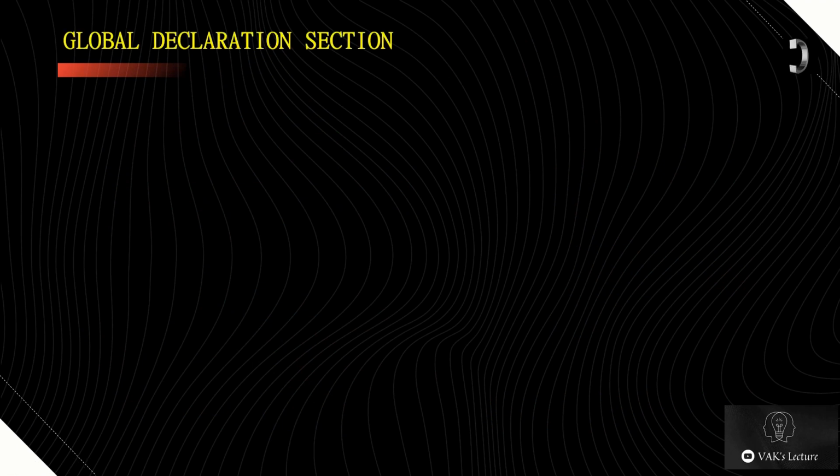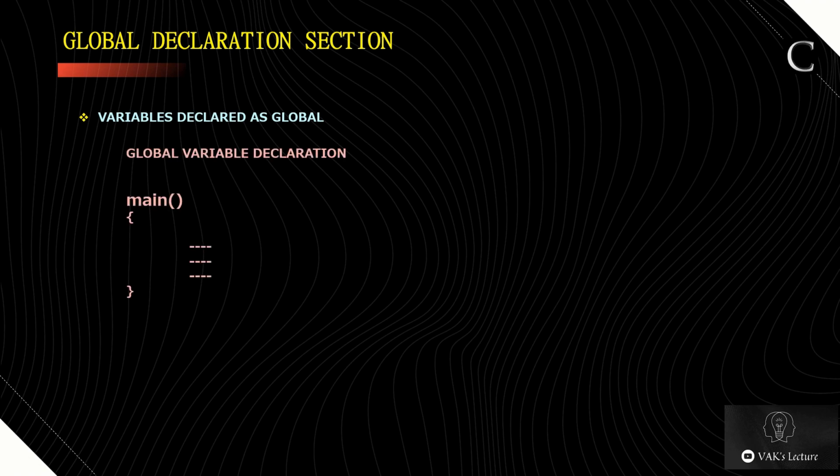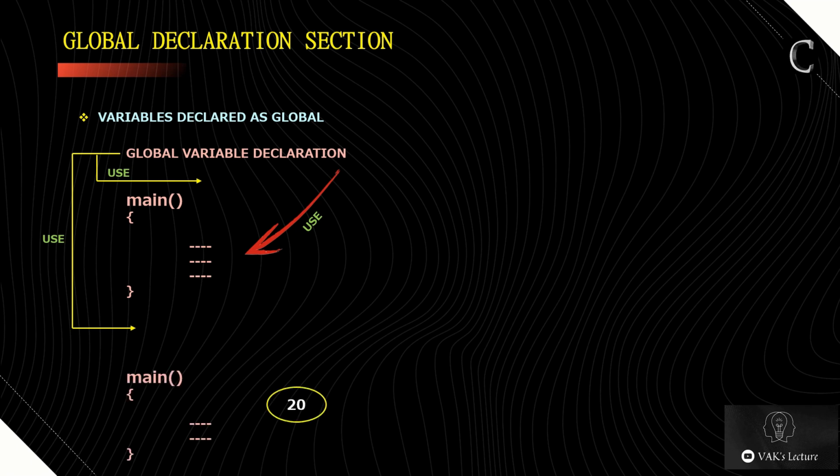Now, the global declaration section. In this section, variables are declared as global, outside of the main function. These can be used both inside and outside the main function. First of all, we will see local variables and then go for global ones. Suppose I want to use a value 20 in my program.